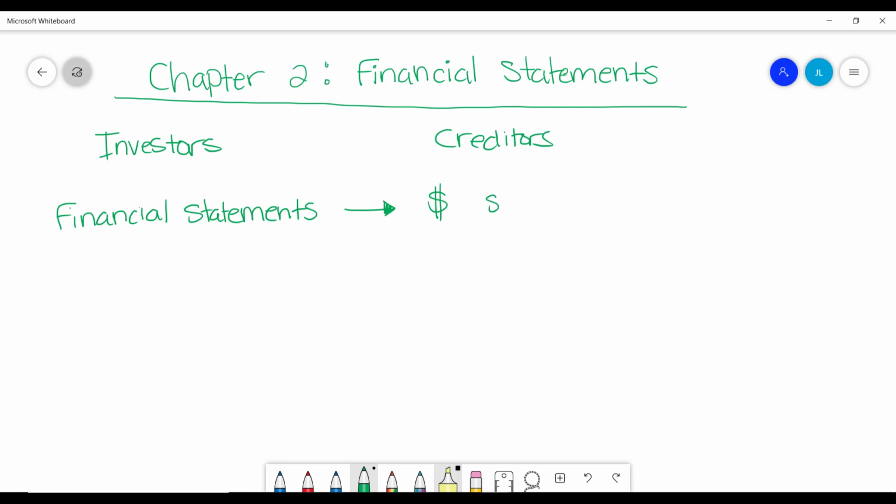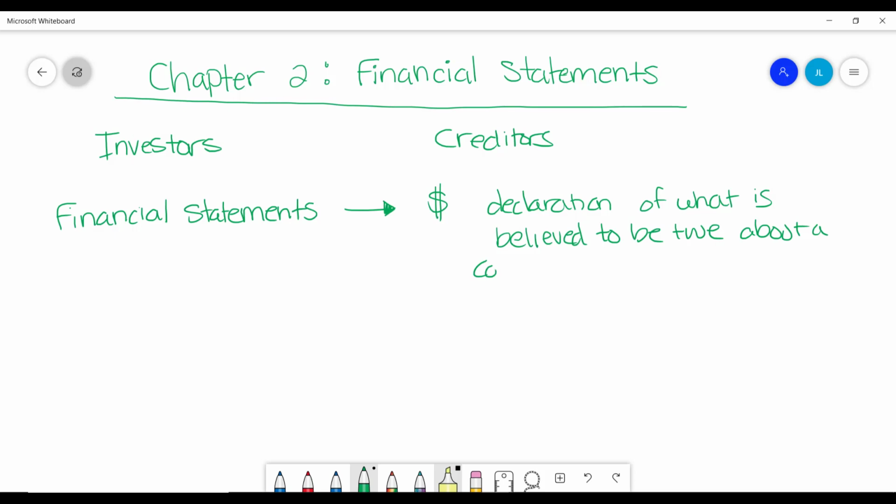So let me just write that here. It's basically a declaration of what is believed to be true about a company. Okay, whether it's the balance sheet, income statement, or statement of cash flows, that is at the end of the day what these financial statements really are.